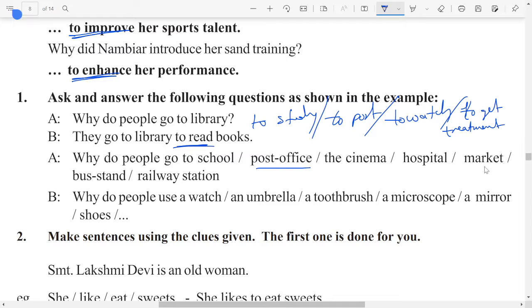Next one, market. Why do we go to market? To buy vegetables or things. Why do we go to bus stand? To go to some other places. Why do we go to railway station? To board the train and go somewhere. So all of them must be used with "to".